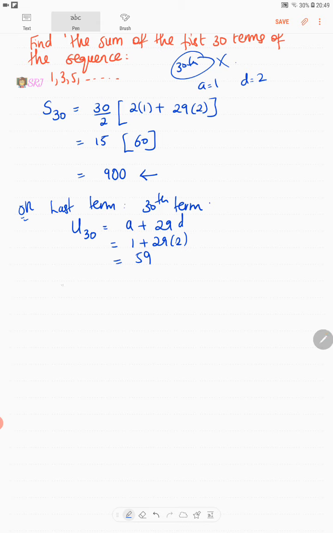So we use the other formula, S30. It's 30 over 2 into a, that is the first term, plus the last term. So again, we obtain the same answer, 900.